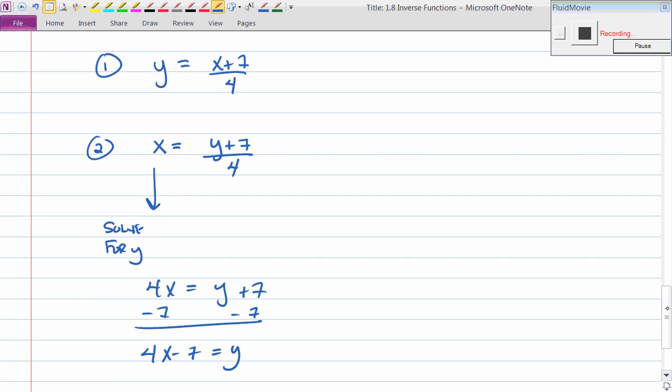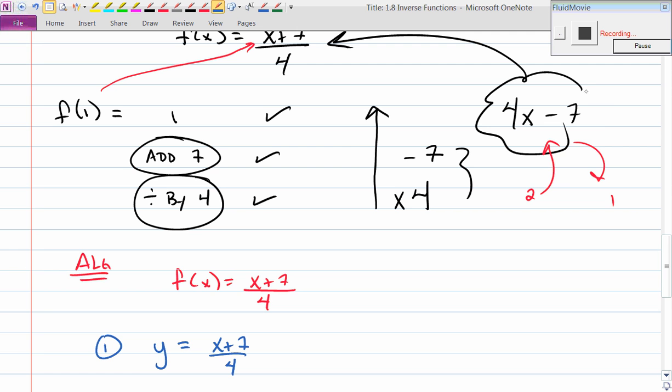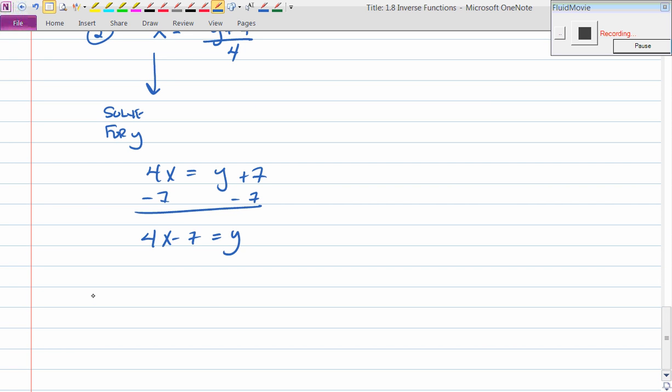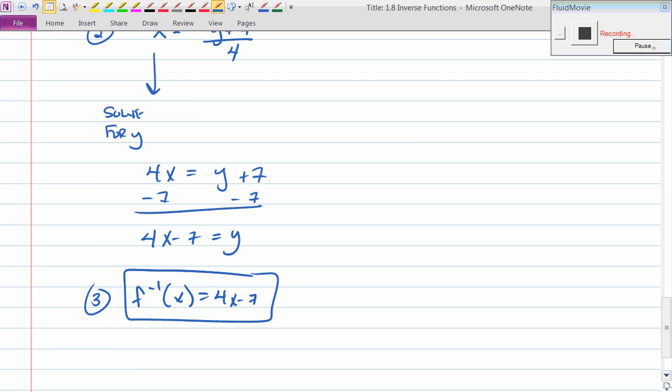Isn't that what we got before? Oh yeah, it's right there. 4x minus 7. But the last step that they'll tell you to do is to replace y with f inverse of x. So f inverse of x is equal to 4x minus 7.